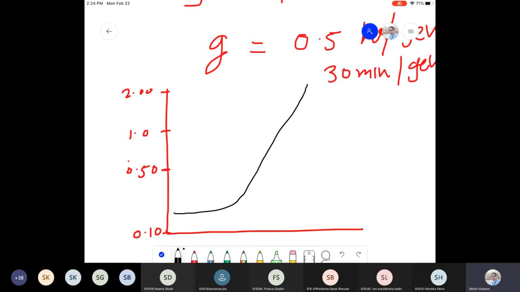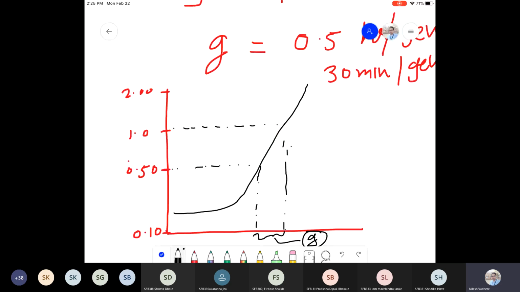Okay, so what is generation time? Generation time is the doubling time. So how much time it takes to double from 0.50 to 1.00? तो ये जो टाइम रहता है, this is nothing but the generation time. So this is your generation time. Okay, so we can use this particular graph also for finding out the generation time.